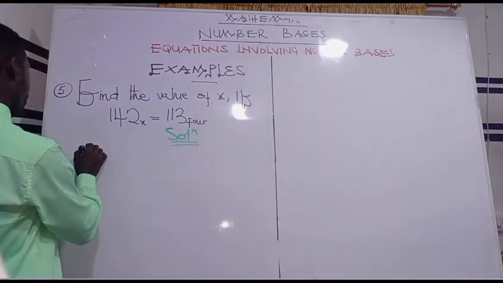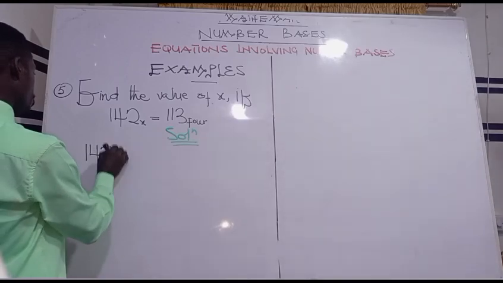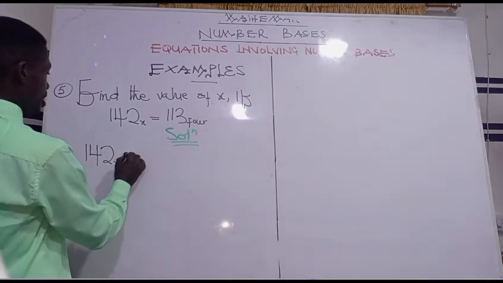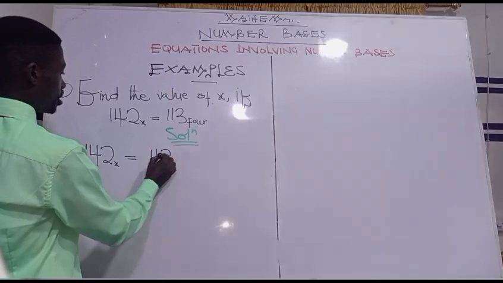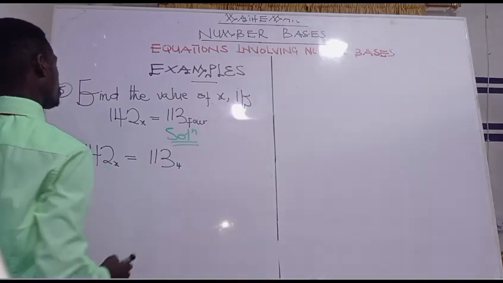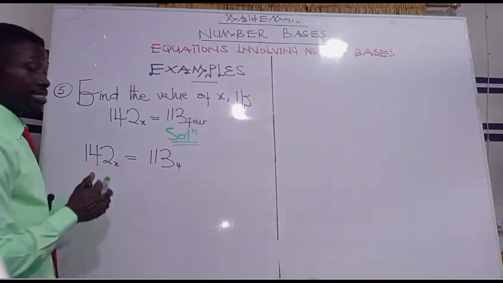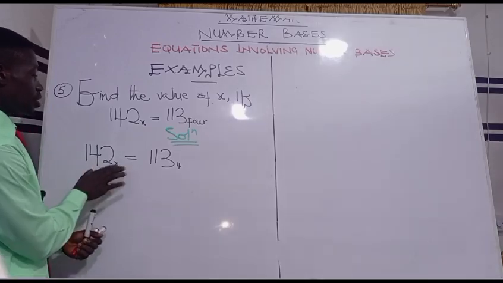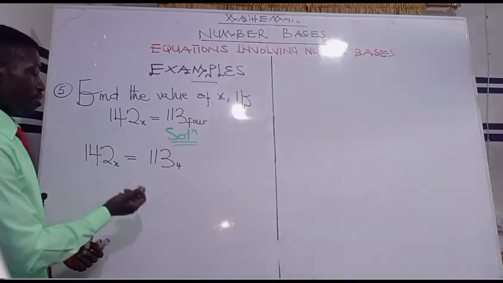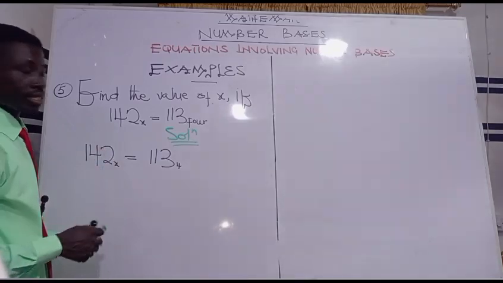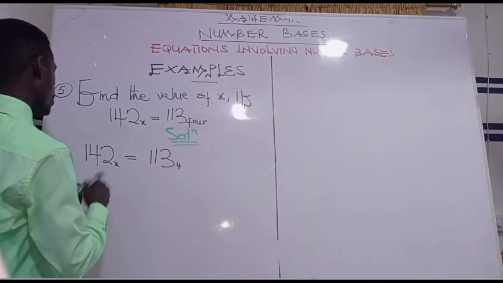So we have 142 to the base of x is equal to 113 to the base of 4. So realize that all of these are not in base 10. So we have to convert each of them to a base 10 number before we can solve for the base of x. So let's convert this to a base 10 number.